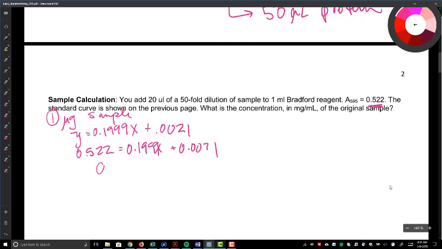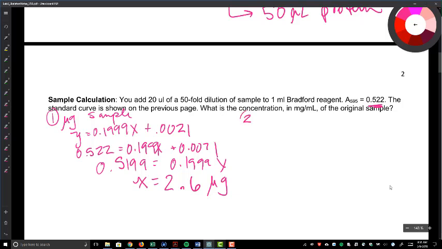All right, so 0.5199 equals 0.1999x. Okay, so x is equal to 2.6 micrograms. Okay, so now we have micrograms of sample.